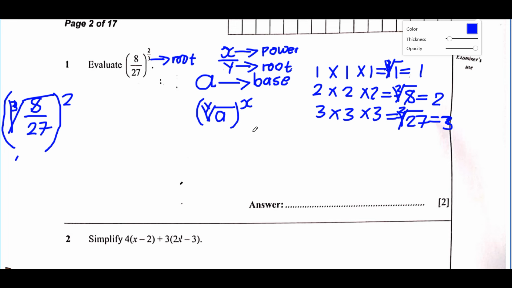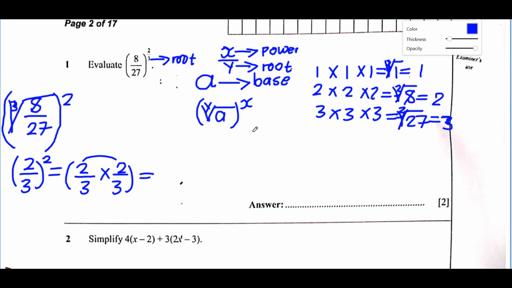Therefore the cube root of 8 is 2, because 2 times 2 times 2 gives us 8. The cube root of 27 is 3. Then everything raised to the power 2. To simplify our answer, this is the same as 2 over 3 multiplied by 2 over 3. If you multiply 2 times 2 will give us 4, over 3 times 3 will give us 9. So this is our final answer. So we have evaluated.